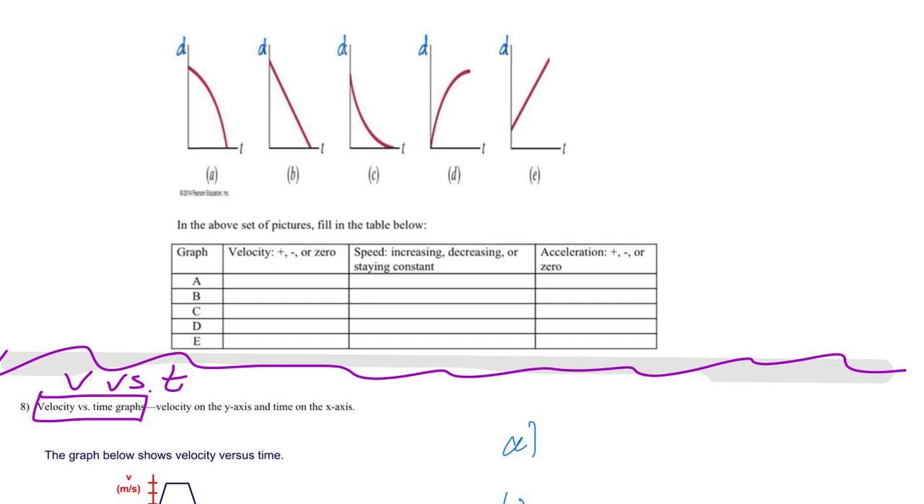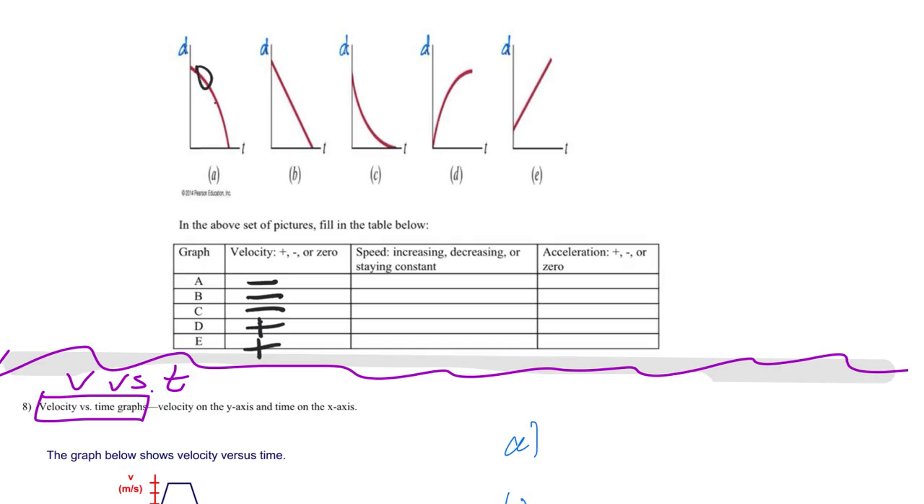Okay, so here we're going to practice this. What's velocity in each one of these? These are all D versus T graphs. So downhill means negative. Downhill for the first one, downhill for the second one, downhill for the third one, uphill for letter D and E. Speed increasing, decreasing. Okay, what's the slope doing? The slope is getting steeper in part A. So the speed is increasing.